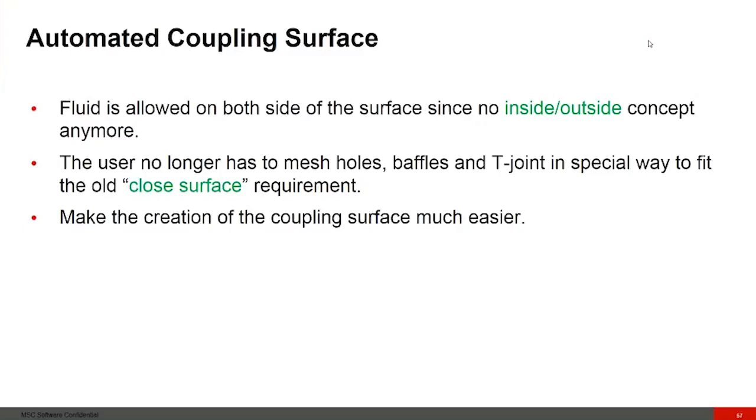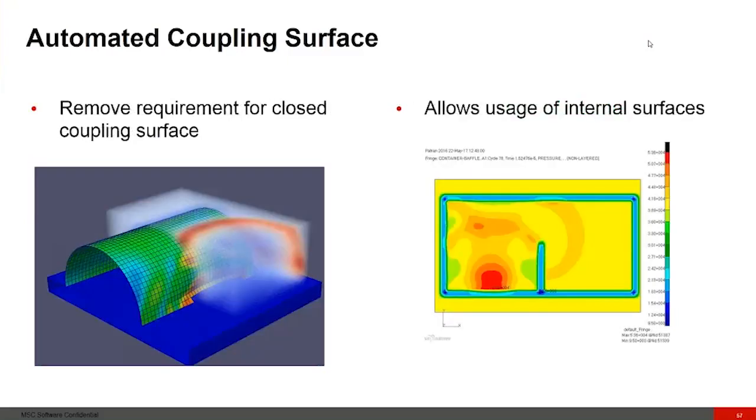This approach is called the automatic coupling surfaces, and it's available to users in the new release. Here you can see the T-joint, and you can also see that we have removed the requirement for the closed coupling surface on the left-hand side. As you can see, the section is open and has a hole. And also in the T-joint section, you can see we also have a hole.